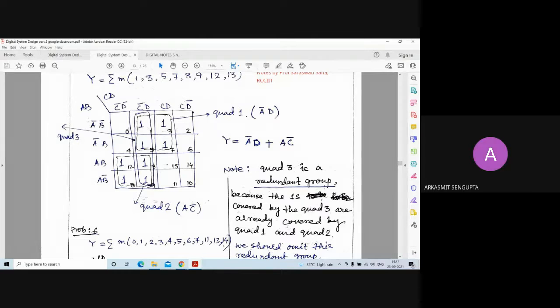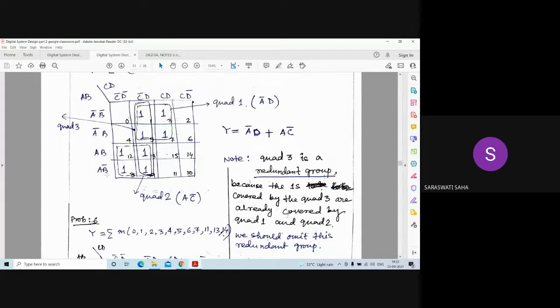C bar and B bar give us 1. So take A bar and here take D, so it will give us A bar D. And for this quad 2, you will get A C bar. See, B plus B bar gives us 1, so it will be A.